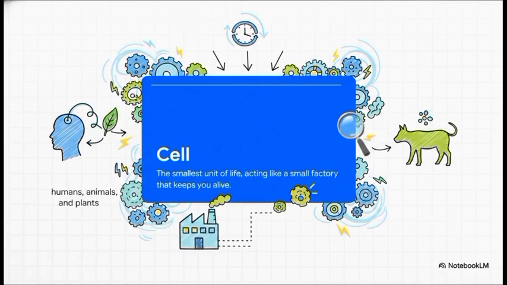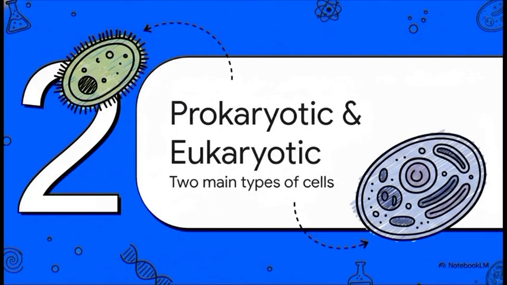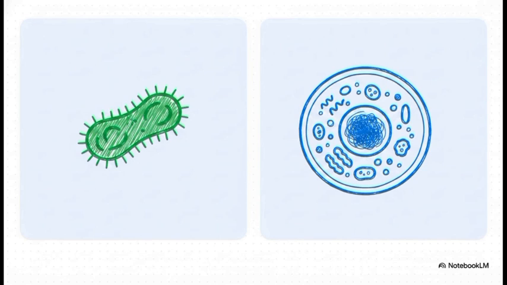Moving on to Section 2, prokaryotic and eukaryotic cells, the two main types. Okay, listen up, because this side-by-side comparison is absolute exam gold. First, we've got prokaryotic cells. These are your simple guys, very basic structure, and the absolute key differentiator here, the thing you definitely need to memorize, is that they do not have a nucleus. Bacteria are your classic example for this one.